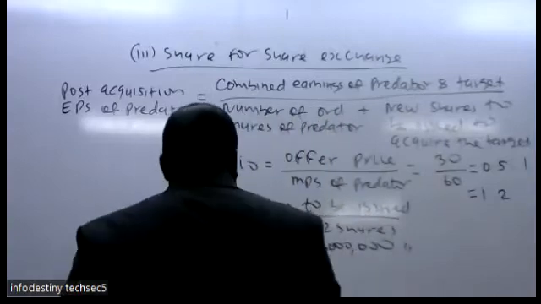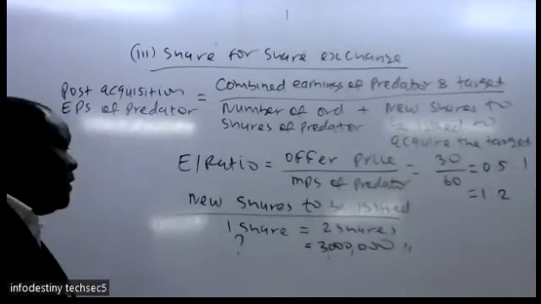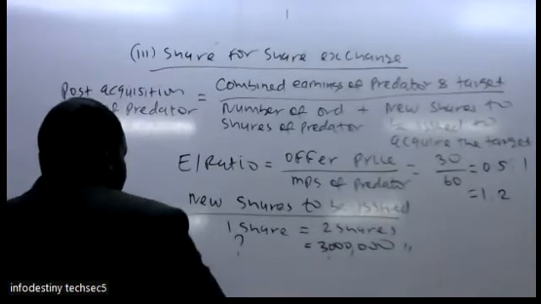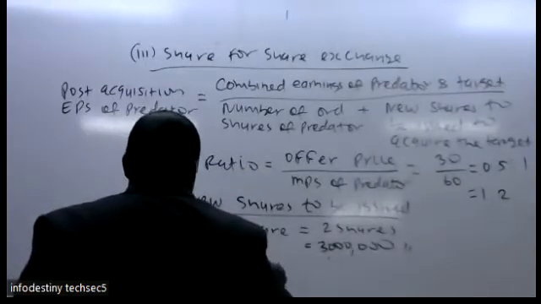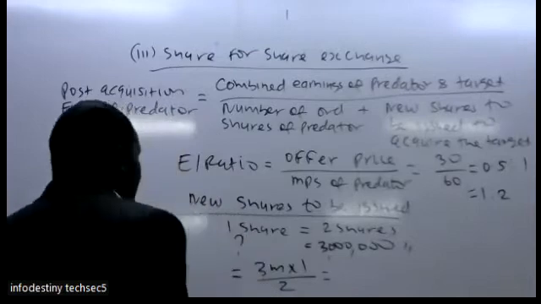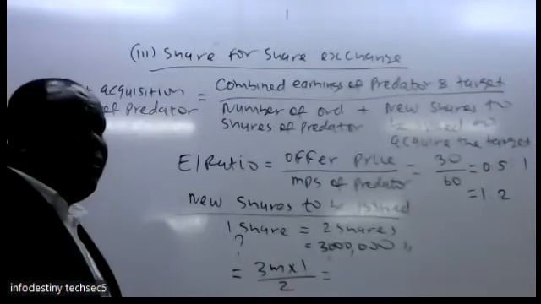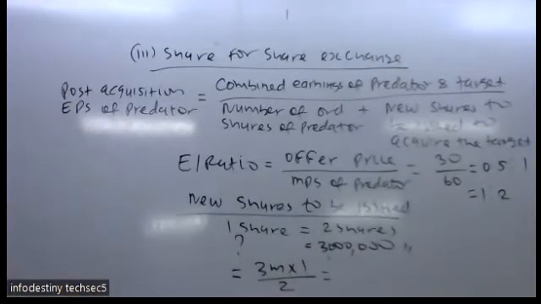So how many shares need to be issued? You simply cross multiply, whereby it will be 3 million multiplied by 1, then divided by 2. So that means they are issuing how many new shares?